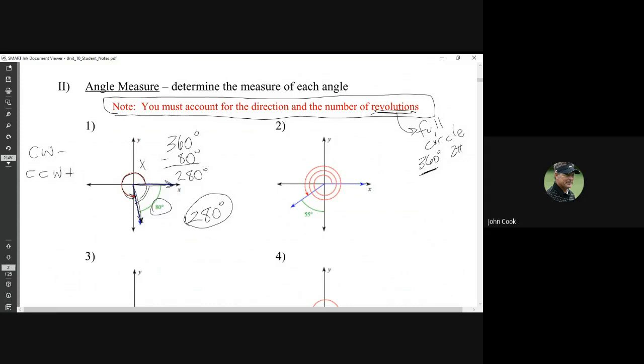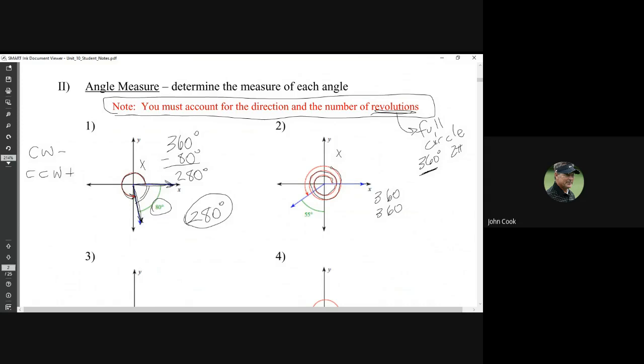Okay, let's keep looking through these. Well, this one's kind of a mess. So we're looking for the red angle, X, let's call it. It starts at the initial side, and then it goes all the way around once. So that's one full circle, 360 degrees. Then it goes through another full circle, getting back to the same exact position. So that's another 360. So I have 360 and another 360.